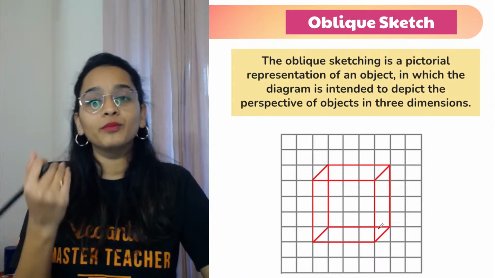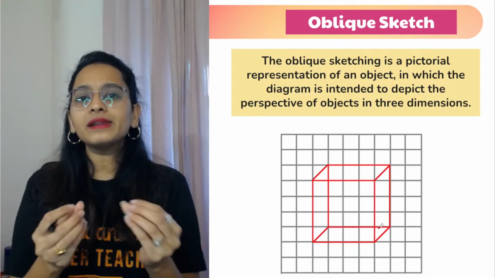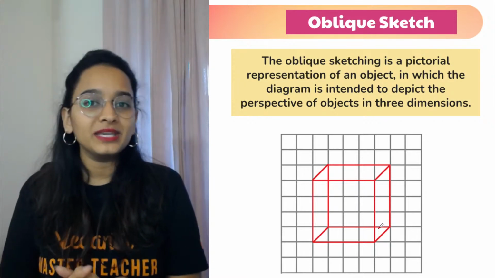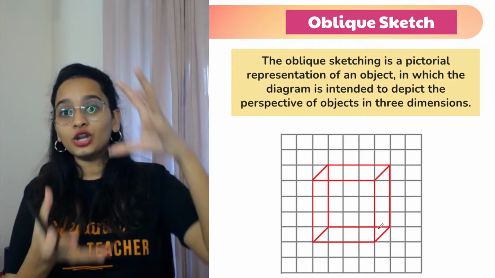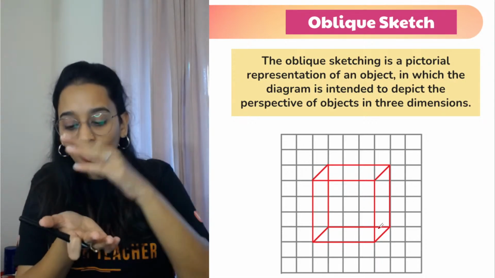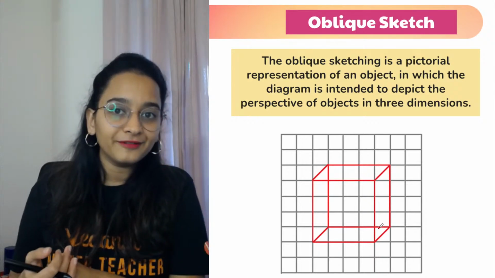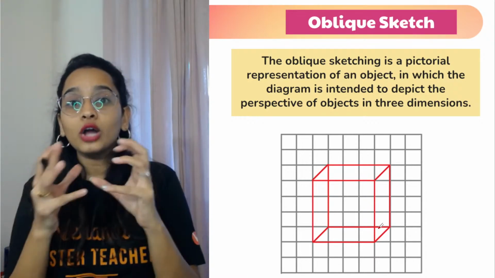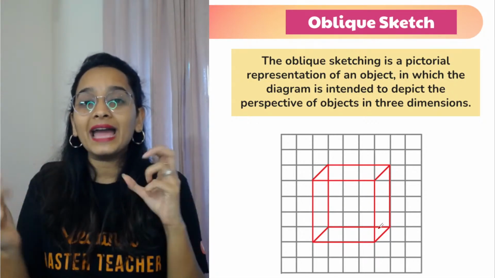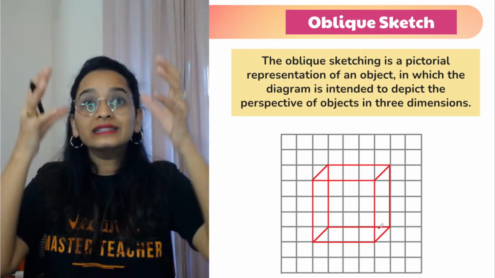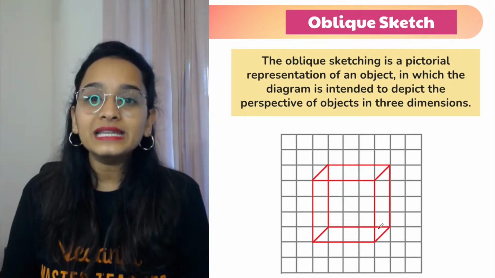And then we have oblique sketches and isometric sketches. Now, we all remember drawing a 3D shape on a piece of paper. Is it actually possible? It's not possible to draw a 3D object on a flat surface. But the concept of oblique sketches and isometric sketches is used during animations. You're able to see a 3D version on a flat screen, right? So what is an oblique sketch?